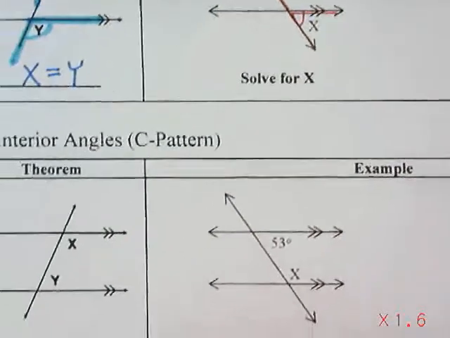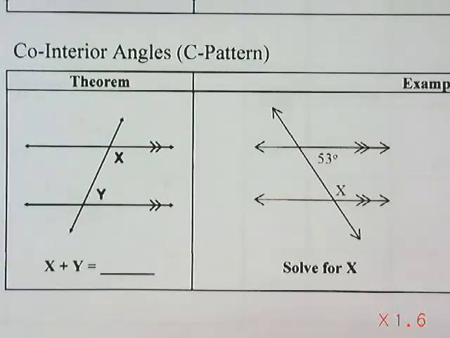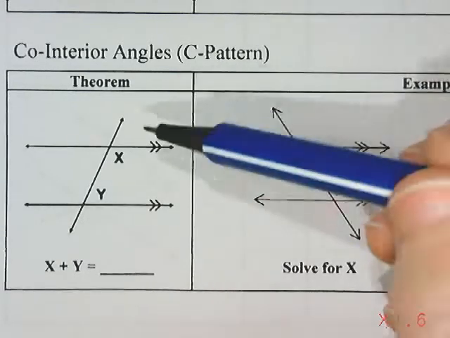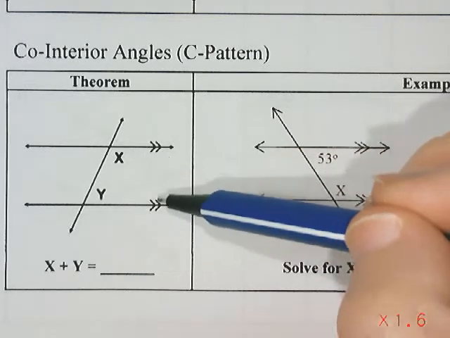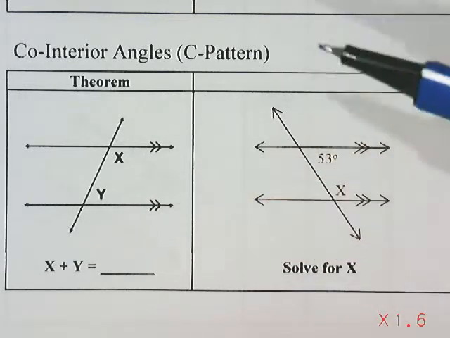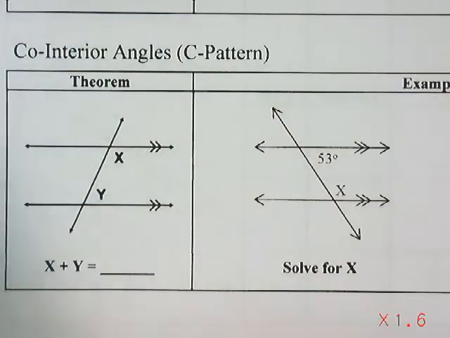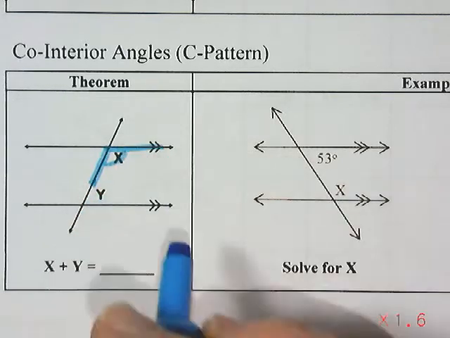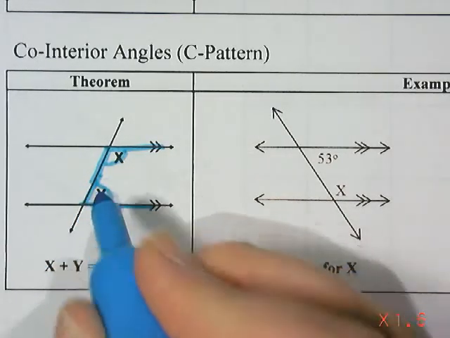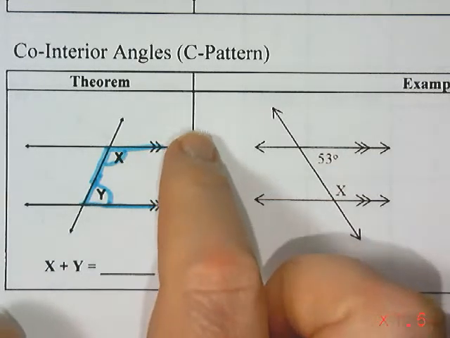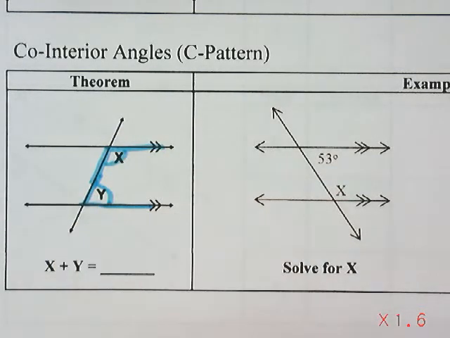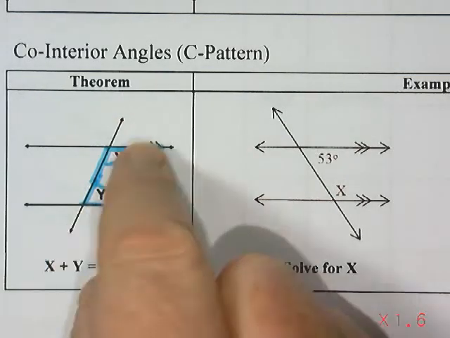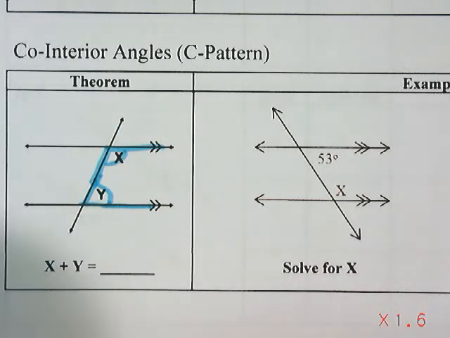All right, our last parallel line pattern are the co-interior angles, otherwise known as C pattern. So when I'm looking at my diagram, I'm always looking for those parallel line markers, so those little arrows. And then I'm going to trace over angle X and angle Y. And it's not very curvy, but it does make a C. Sometimes the C might be backwards, right? This one is a forwards C, but the 2 of them together make a very square looking C.